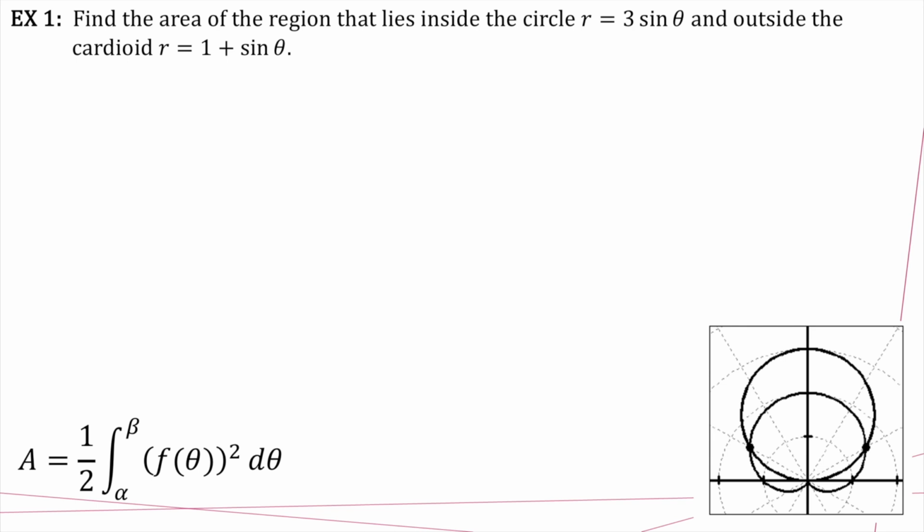Example 1. Find the area of the region that lies inside the circle, 3 sine theta, and outside the cardioid, 1 plus sine theta. Well, let's figure out what's what first. This is the circle. That's 3 sine theta. And then the cardioid is this guy down here. So we want inside the circle and outside the cardioid. So that is that region right there.